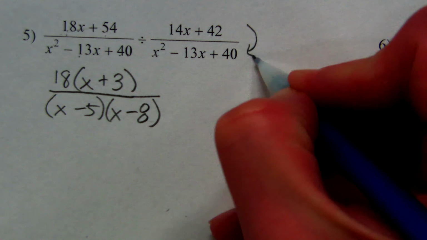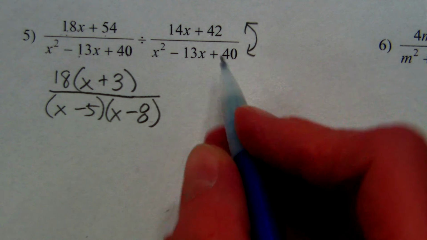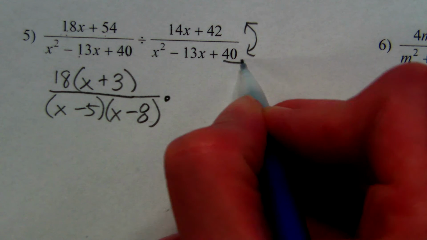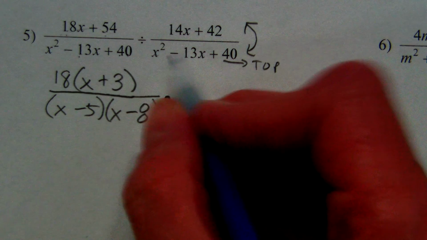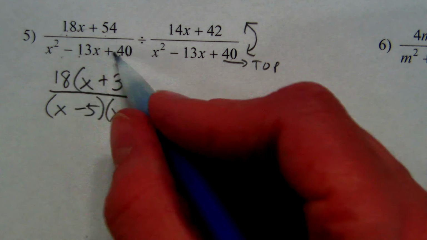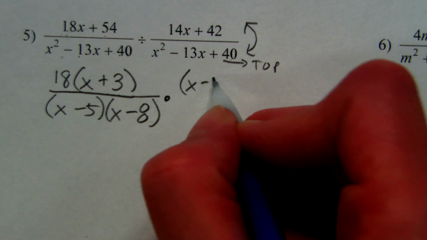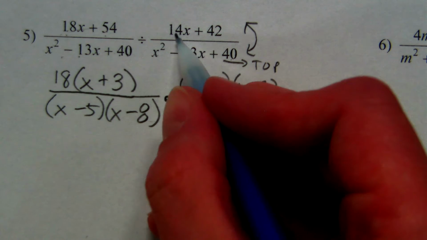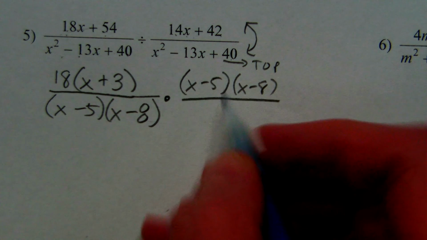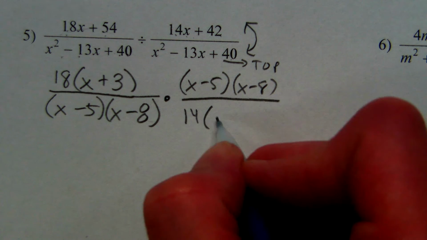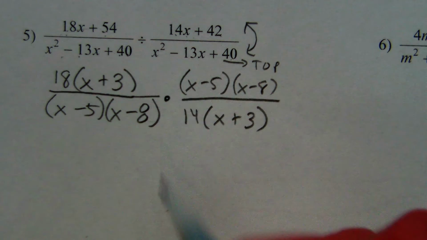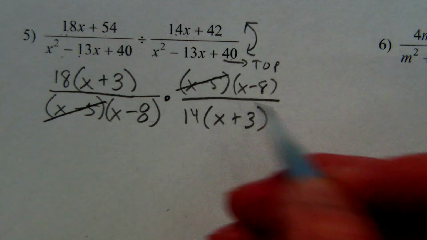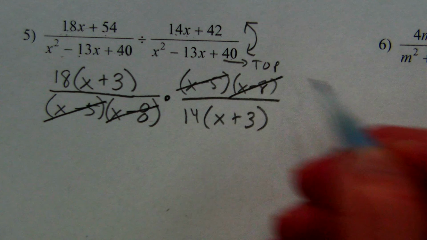And then we're going to flip these. Okay, so I'm going to do times. So this is going to end up being the top, the numerator. And on that one, if you notice, it's exactly the same as this one. It'll be x minus 5, x minus 8. We already did that. And then the 14x plus 42 is going to go down here. You can take out a 14, and you get x plus 3. And then we just cancel like we did in the lesson with multiplication. So you can cancel the x minus 5s. You can cancel the x minus 8s.